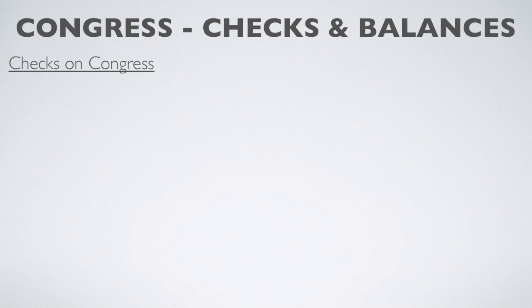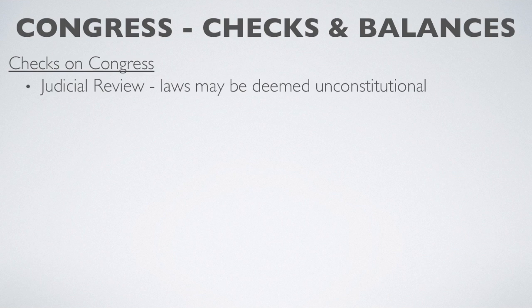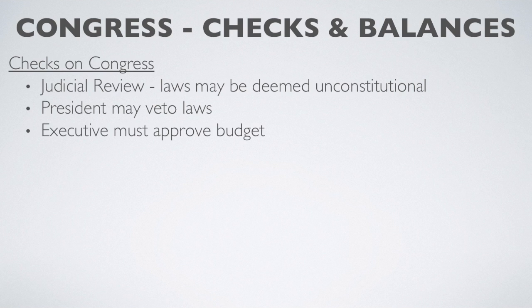Now, the reason for this is that we have checks on Congress. Judicial review: laws may be deemed unconstitutional by the Supreme Court. The president may veto a law. So a law could get through all of Congress, both houses, and be approved with bipartisanship, but the president can veto the law if desired. The executive must approve the budget. So when Congress creates a budget that they want to spend, the president has to approve it. And there can be a government shutdown if that is not approved, if the presidency and the Congress and Senate don't get along.